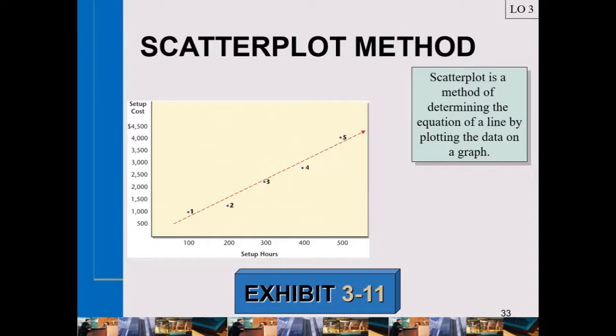Keep in mind that the scatter graph and other statistical aids are tools that can help managers improve their judgment. Using the tools does not restrict the manager from using judgment to alter any of the estimates produced by formal methods.